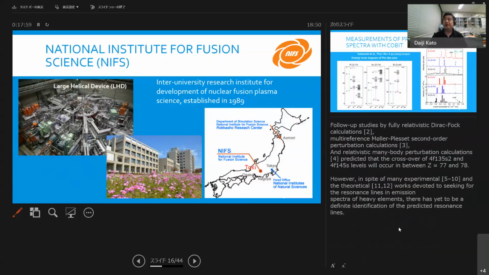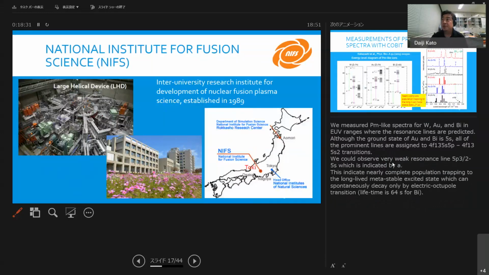And follow-up studies by fully relativistic calculations predicted the level crossing between Z equals 70 and 78. However, in spite of many experimental and theoretical works devoted to seeking the resonance line emission spectra of heavy elements, there has yet to be a definite identification of the predicted resonance line.